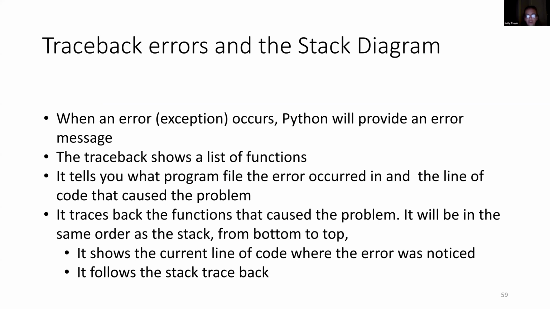Traceback errors are related to the stack diagram. When an error, otherwise known as an exception, occurs, Python will provide an error message to you. The traceback shows a list of the functions. It tells you what program file the error occurred in and the line of the code that caused the problem. It traces back the functions that caused the problem. It will be in the same order as the stack from bottom to top. It shows the current line of code where the error was noticed, and it follows the stack trace back, which is why it's called the traceback.